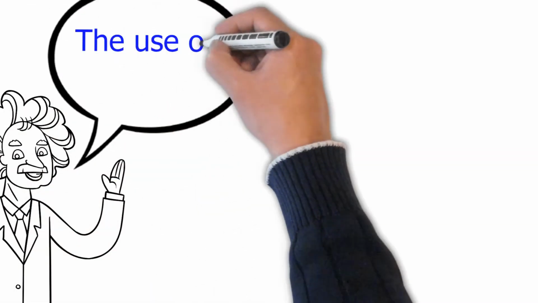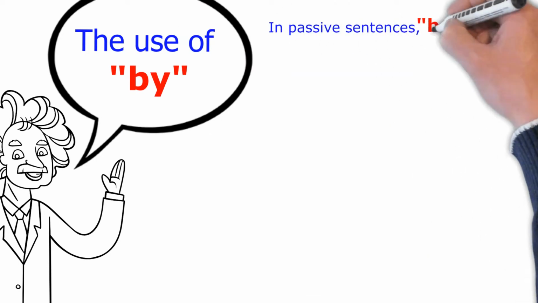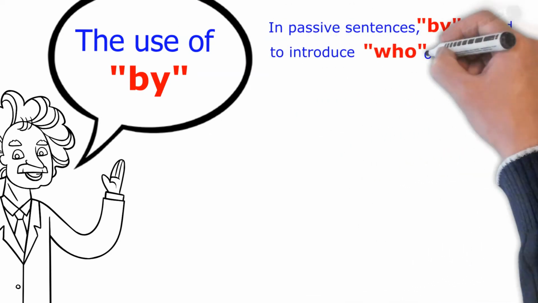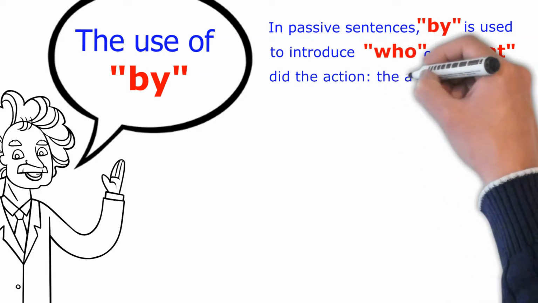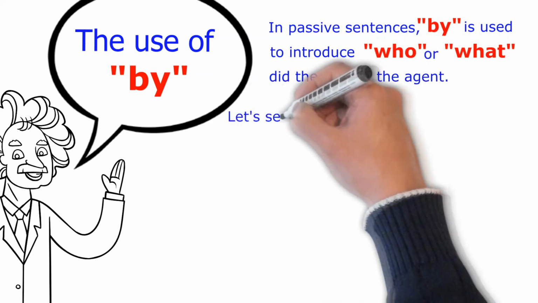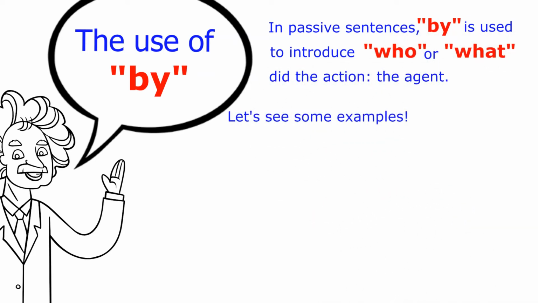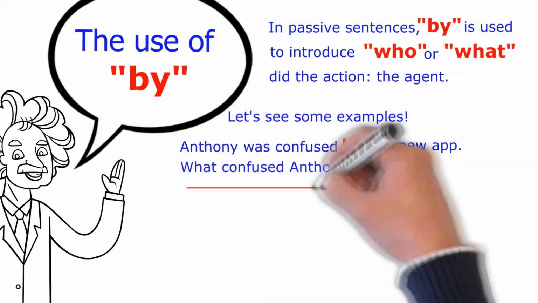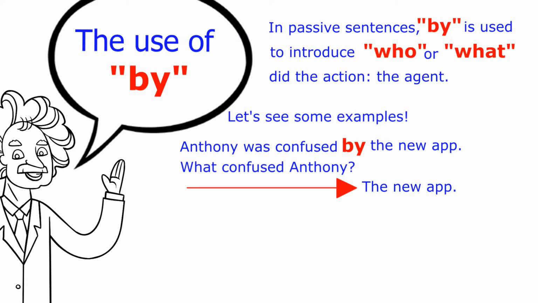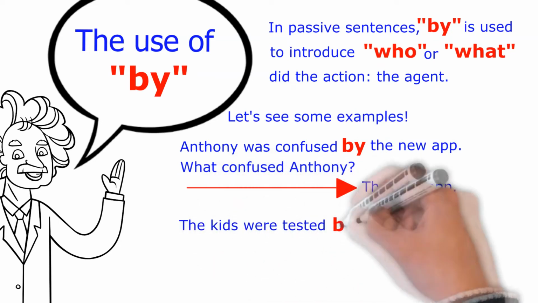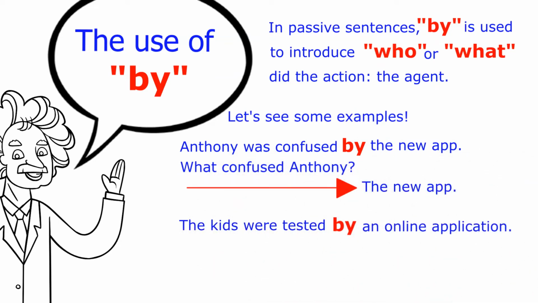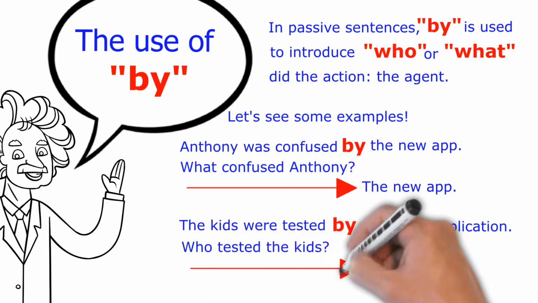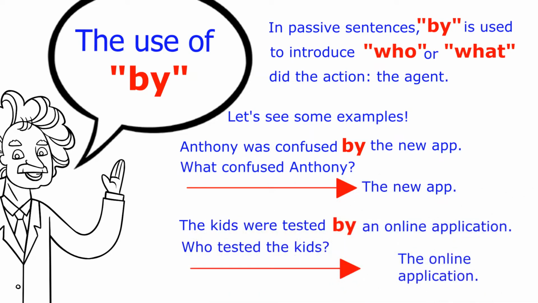The use of by. In passive sentences, by is used to introduce who or what did the action. The agent. Let's see some examples. Anthony was confused by the new app. What confused Anthony? The new app. The kids were tested by an online application. Who tested the kids? The online application.